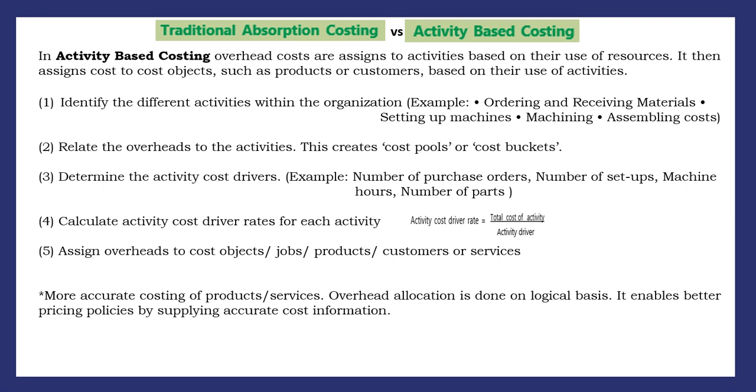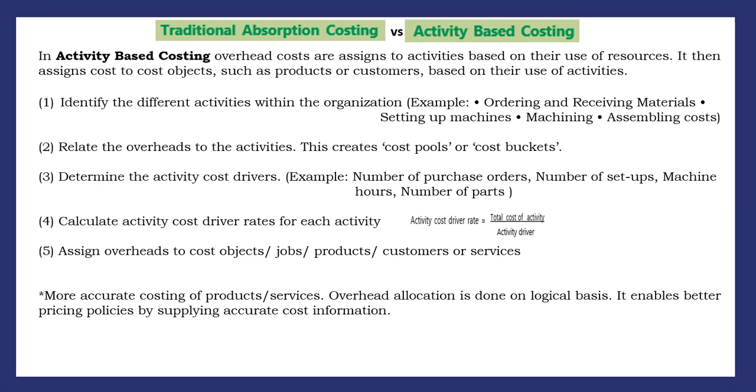Step one is identify different activities. Now all the overhead costs related to that activity will be brought under that head, that is called the activity cost pool, cost activity bucket. And now the third step is determine the activity cost drivers, which is the basis for allocation. Cost drivers, for example, number of purchase orders is a cost driver, number of setups, machine setups or machine hours, number of parts, these are all called activity cost drivers.